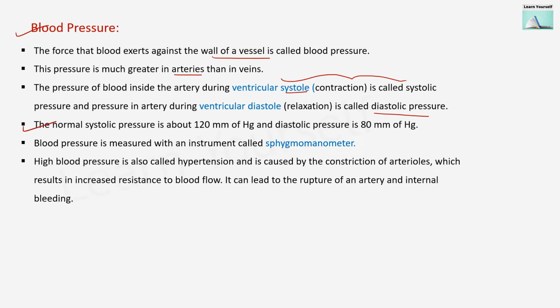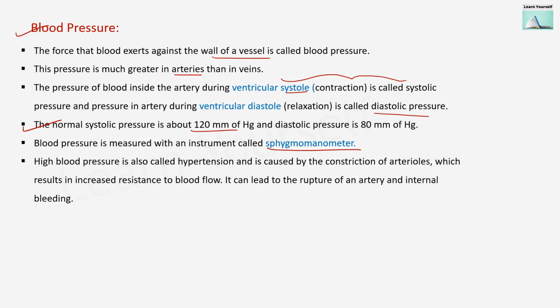The normal systolic pressure is about 120 mm of Hg and diastolic pressure is 80 mm of Hg. So these are the standard for the blood pressure, that diastolic pressure has to be 80 mm and systolic pressure has to be 120 mm. Now blood pressure is measured with an instrument called sphygmomanometer. So this also you have to remember.